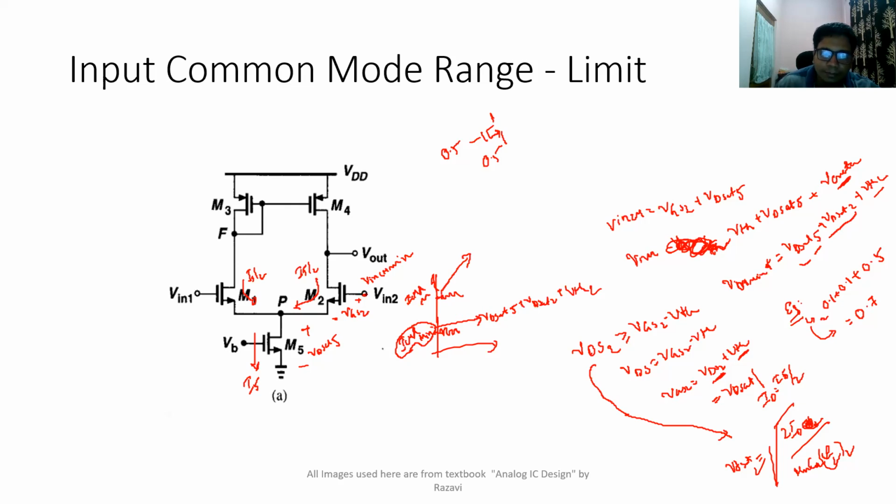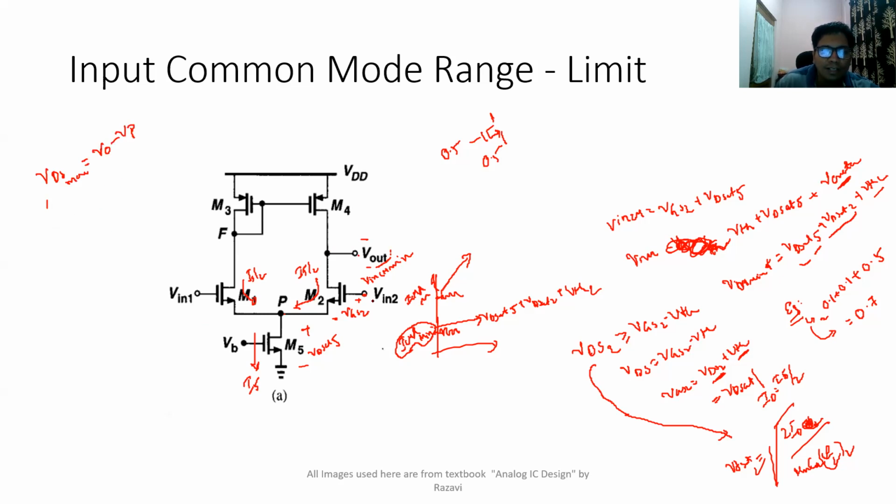whatever I am going to apply here, should be such that this transistor is in saturation. And for this transistor to be in saturation, it is going to depend on your Vout. So what is the VDS voltage here? Let us say this end is P and this is Vout. So VDS max of the second transistor is going to be Vout minus VP.